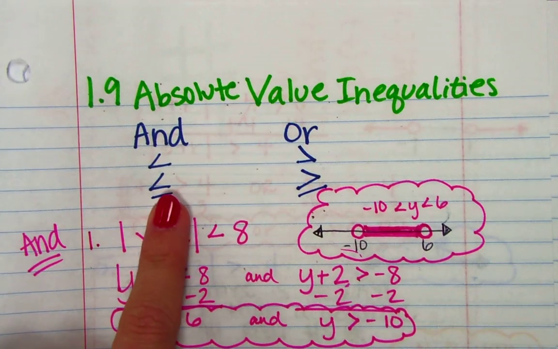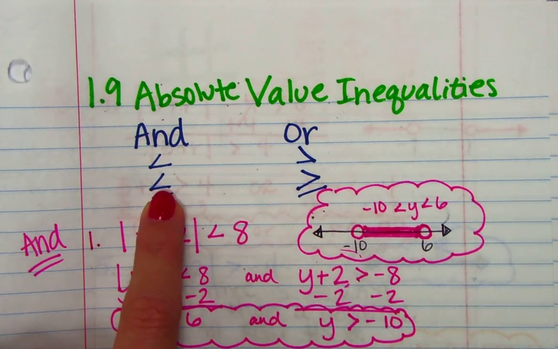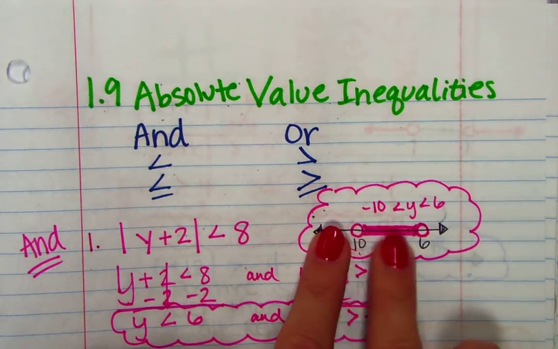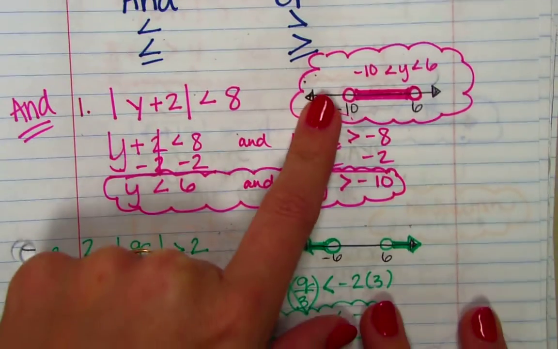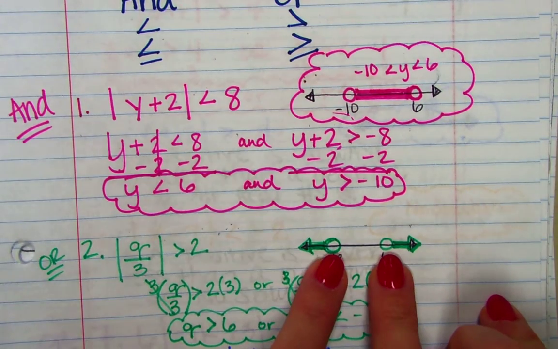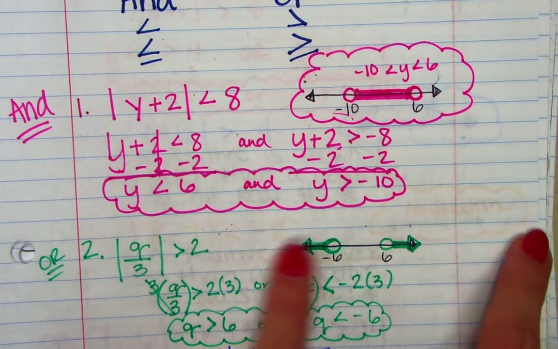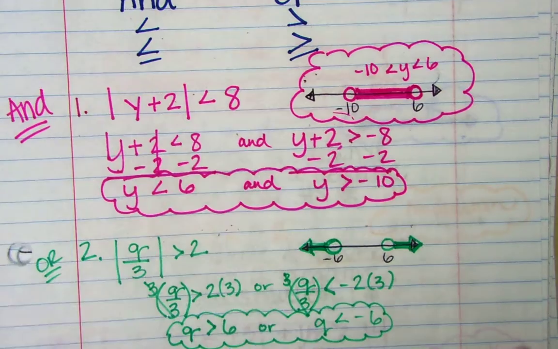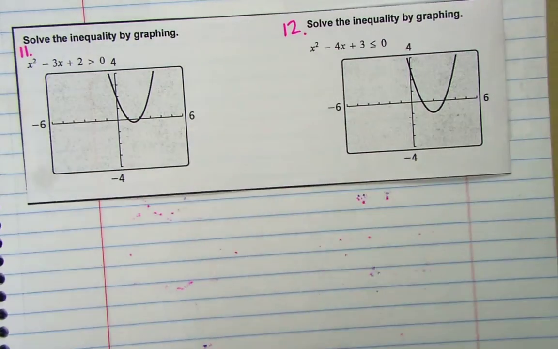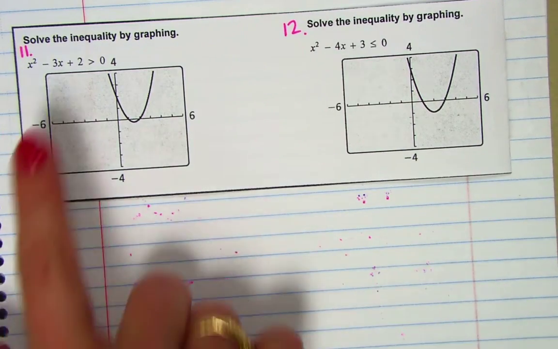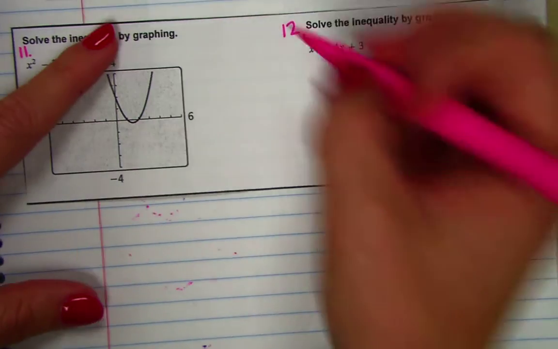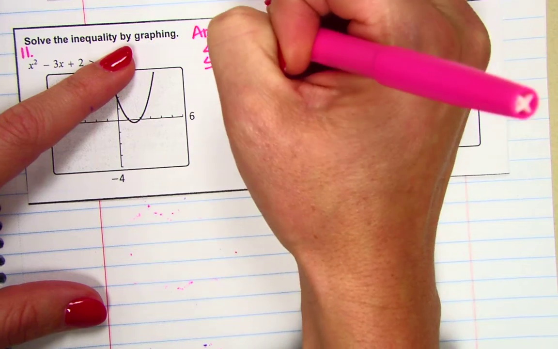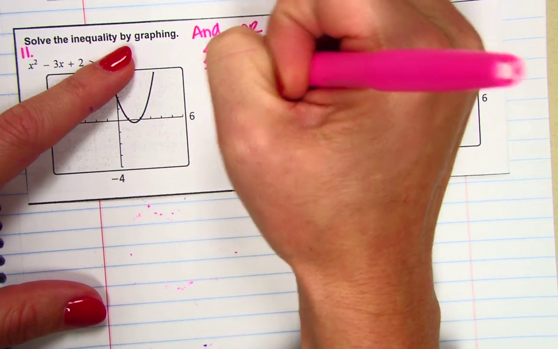If you remember, and problems were when it's less than or equal to, and the middle part of the two numbers, you have two numbers on the end, and the middle part was shaded in. Or problems was when you had two numbers and the outside, it goes outward, and there's the word or in the answer. That's what this is going to be like, only it's a quadratic instead of just a straight line. So I'm going to write that down again just to remember. And is less than or equal to, and or is greater than or equal to.